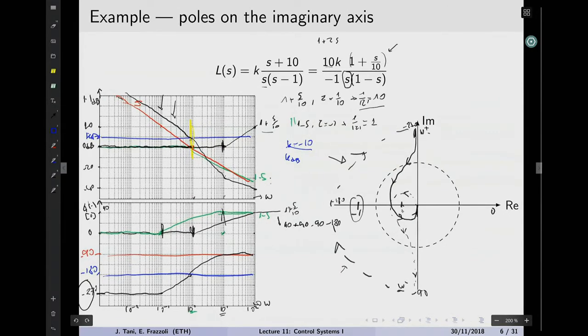Now, if instead we are increasing k, there are going to be some values of k. At some point, as we increase k, we're magnifying the Nyquist plot.